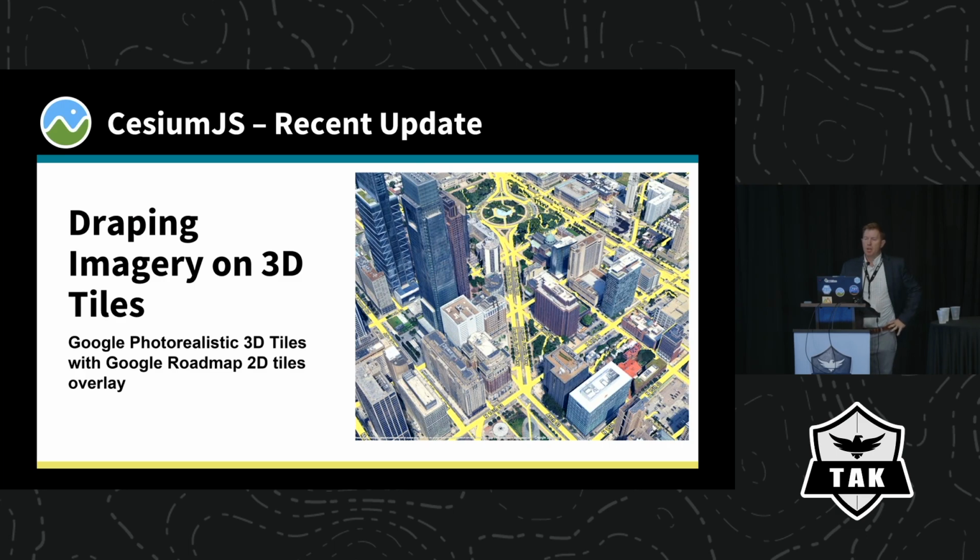It is worth noting, I know with WebTAK, Cesium.js is often used with WebTAK as well, and I did want to specifically call out that you can now drape imagery over 3D tiles as well. What you see here is the Google photorealistic 3D tiles data with a 2D imagery layer from Google draped over top of it so that you can also see the roads network. So this is a capability that you can also do by pulling in the latest version of Cesium JS to those WebTAK implementations.